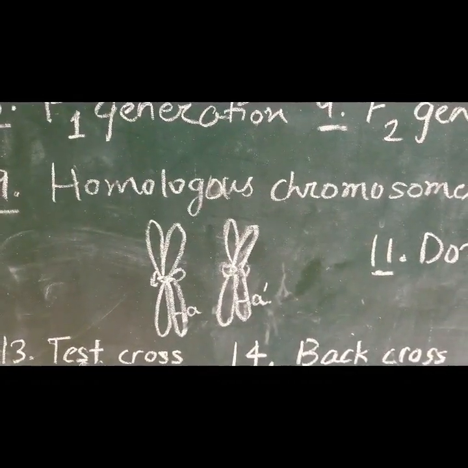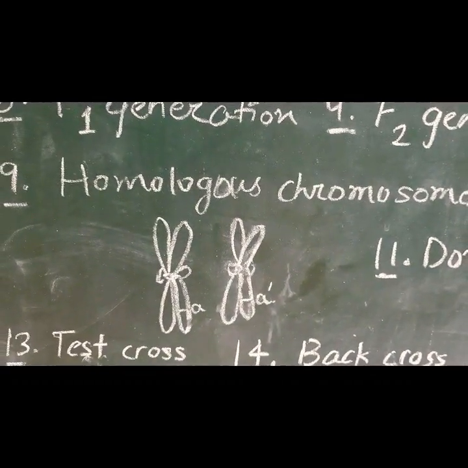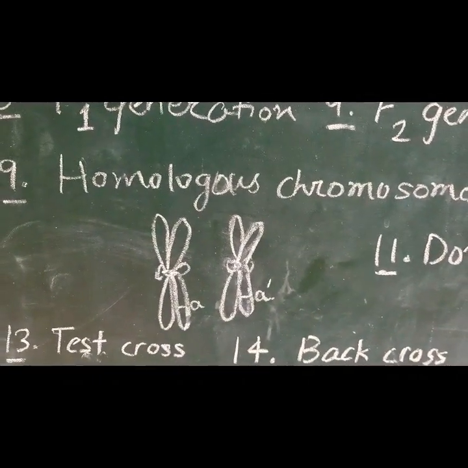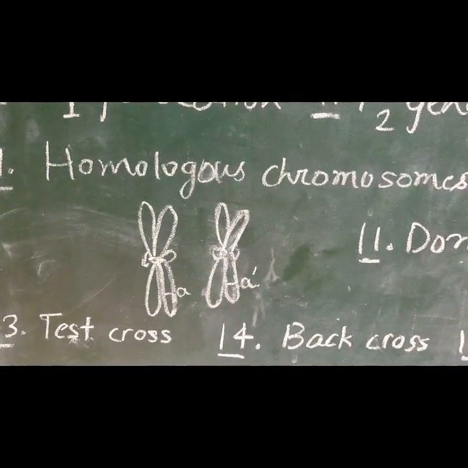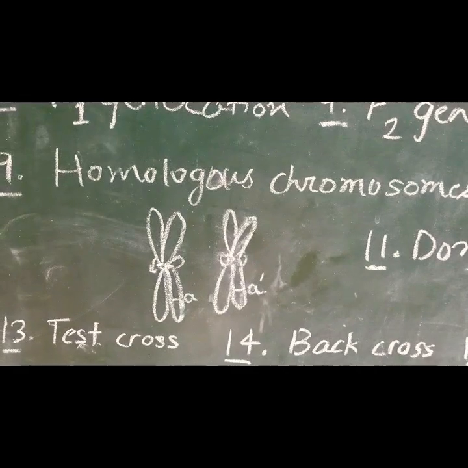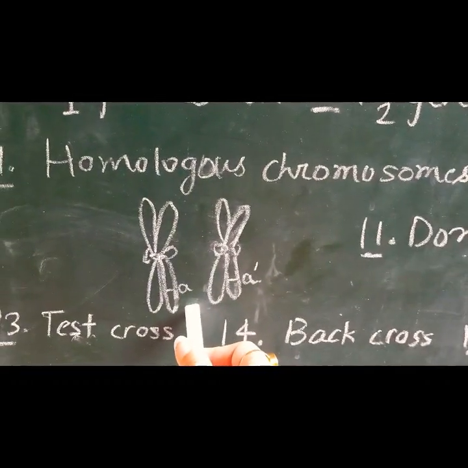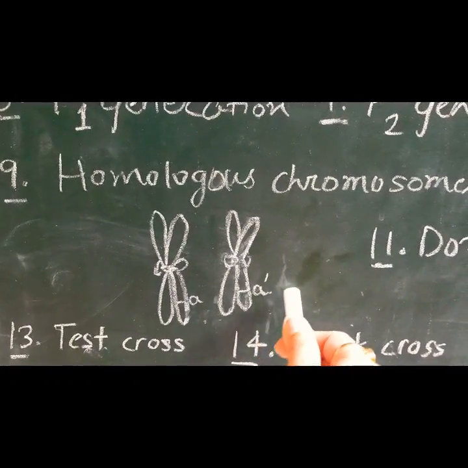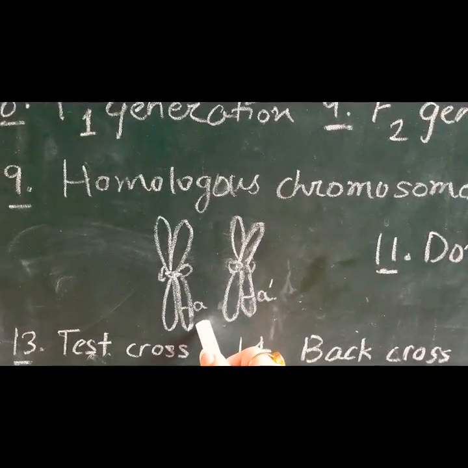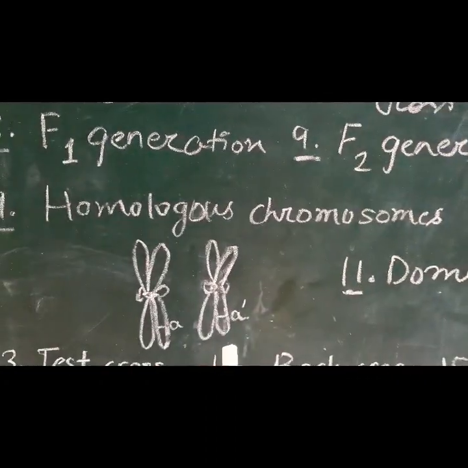Next term we have is homologous chromosome. So what are homologous chromosomes? The chromosomes which are similar in shape, size, stain and everything are known as homologous chromosomes. Even the genes present on the same locus, at the same point, are also similar. For example, in this a gene A is present. Similarly, its homologous pair also contains a gene A dash. Here one gene represents one trait and another gene represents another trait.